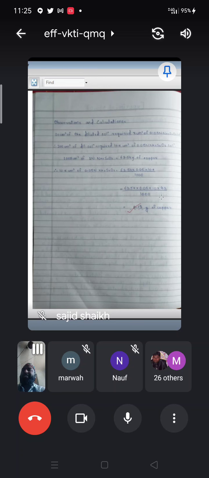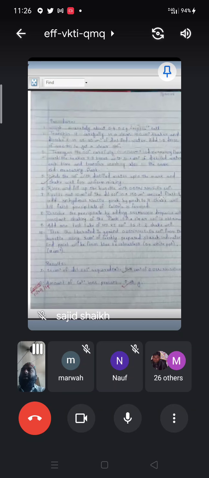The standard relation is given: 1000 cm cube of 1 normal sodium thiosulfate corresponds to 63.54 gram of copper, which will give you the exact amount of copper present in the solution. We just have to do the titration. It is an iodometric titration because here liberation of iodine is there. We are going to estimate the copper in terms of the iodine. That's why it is called iodometric titration.